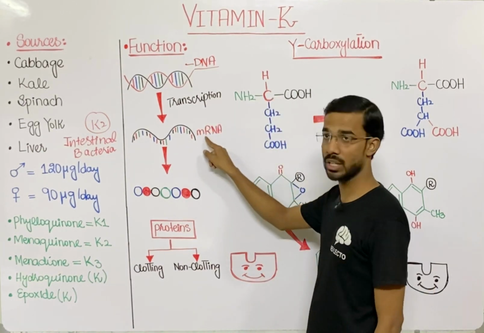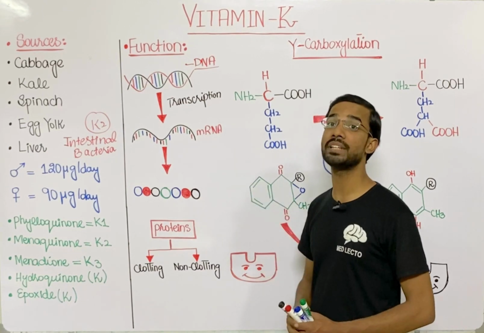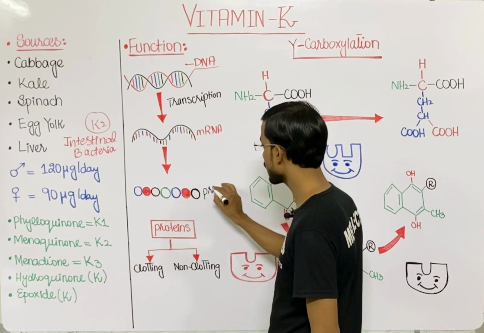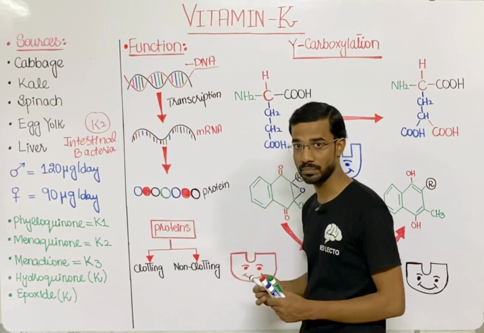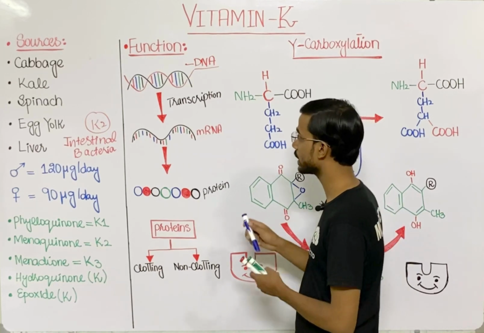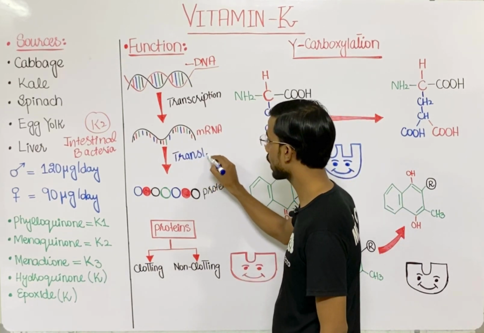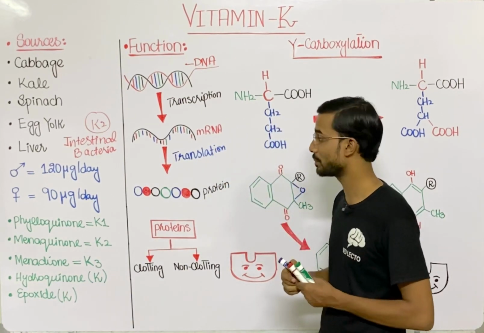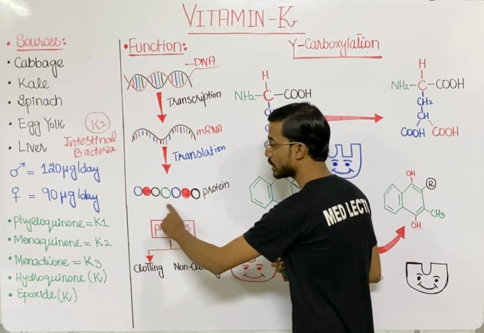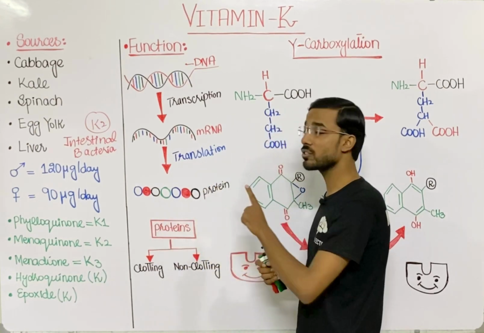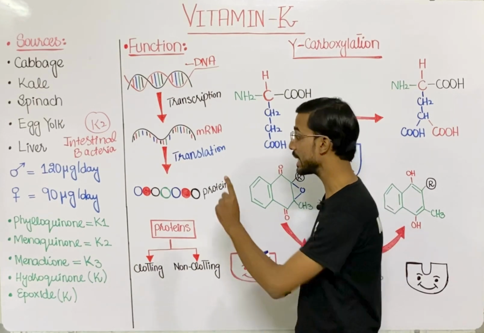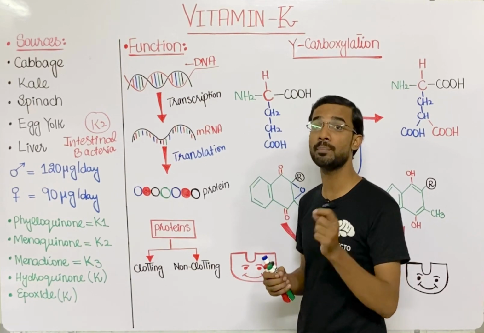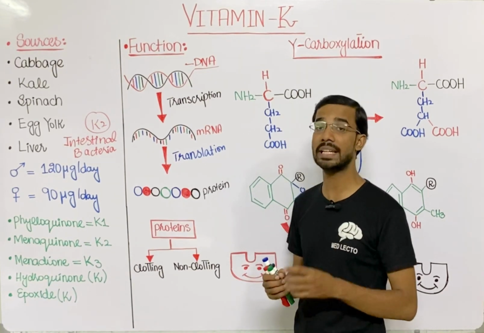Okay, from the messenger RNA you will see the synthesis of the different proteins. This process, the synthesis of proteins from the messenger RNA, is called translation. After the translation, you will see some modification in the protein, and that is why this process is called the post-translational modification of the protein.